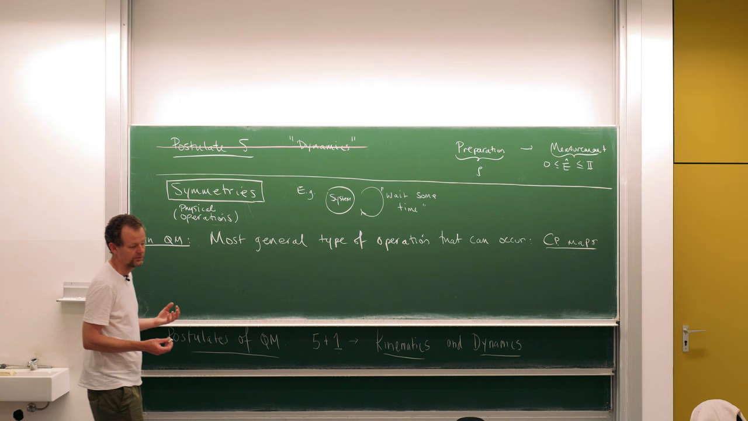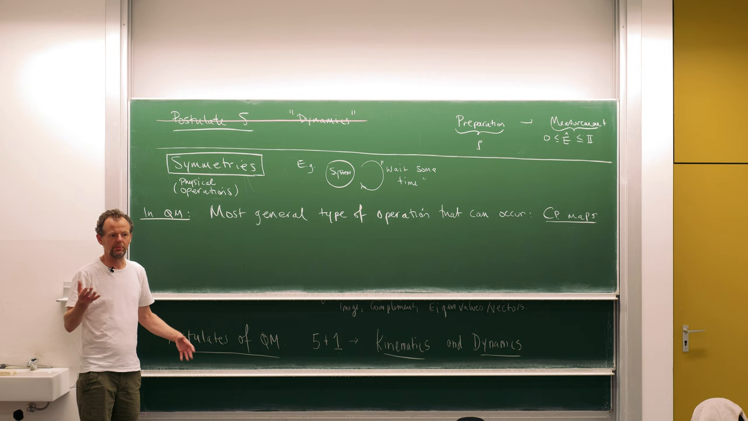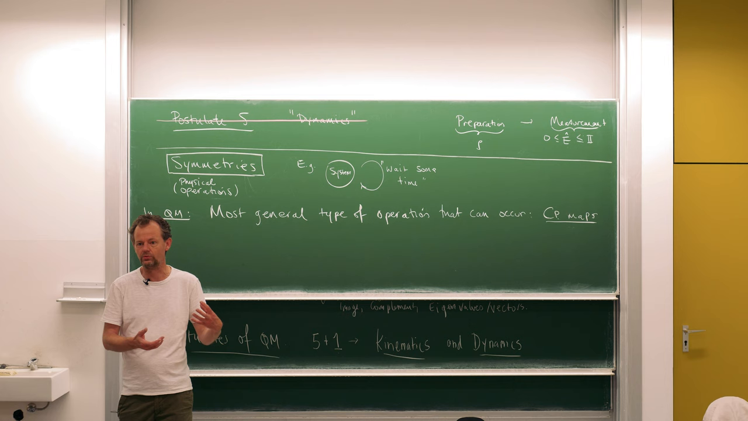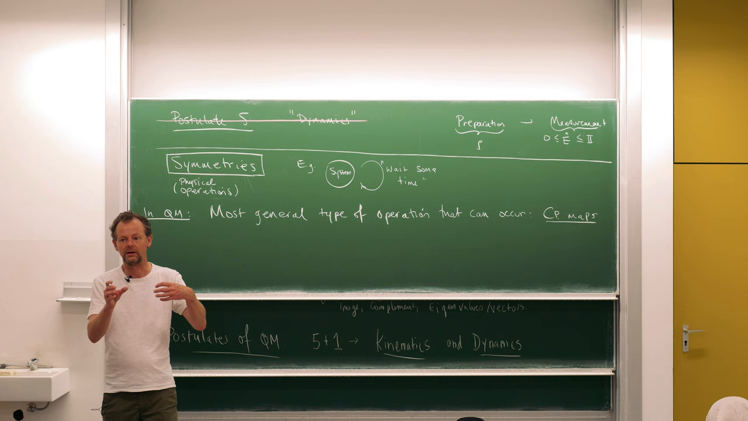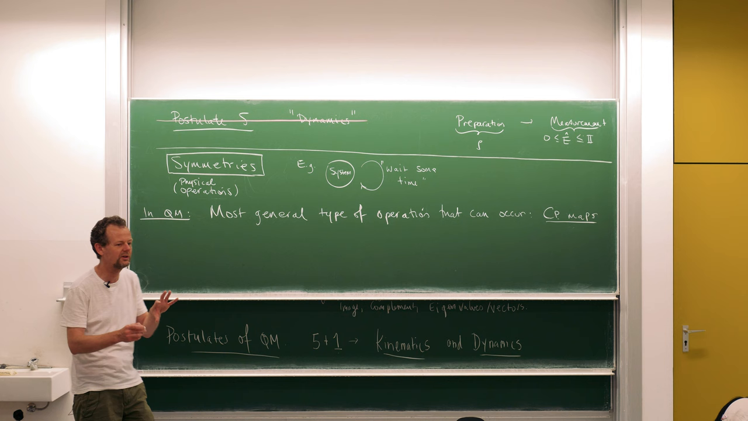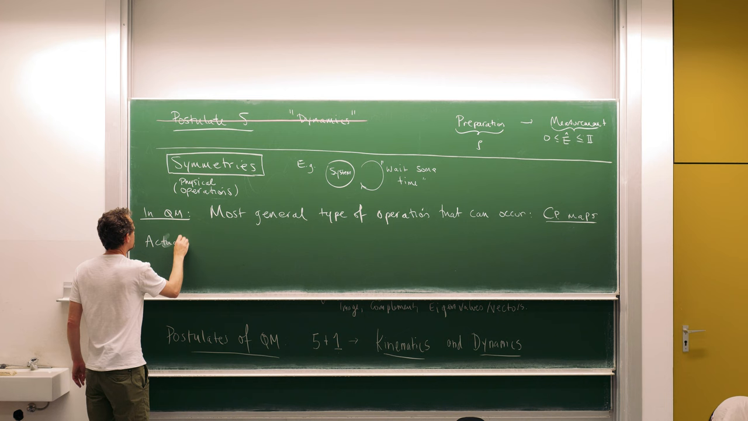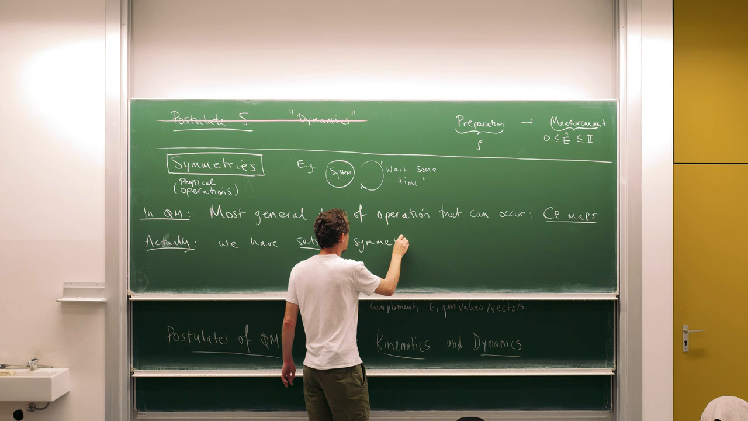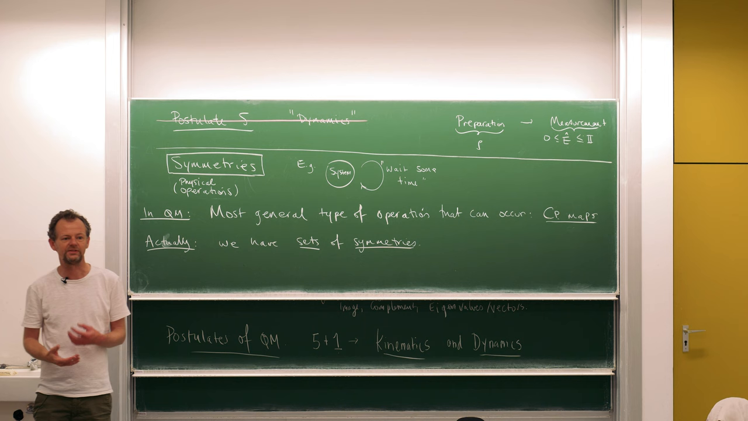So the first thing I want to emphasize is that one symmetry operation by itself is not a very meaningful thing to talk about. Really what happens in nature is that we have multiple operations that we can do that are symmetries. And what matters is how these symmetries behave with respect to each other when we do one after the other, right? Almost always in physics we'll have sets of symmetries that we want to perform or that can occur.